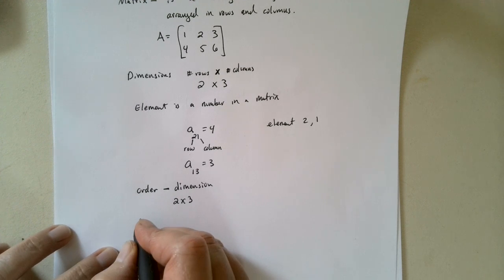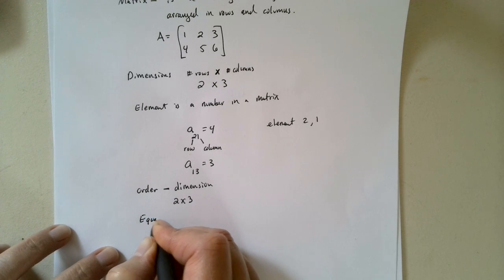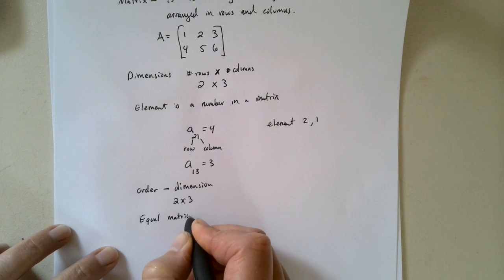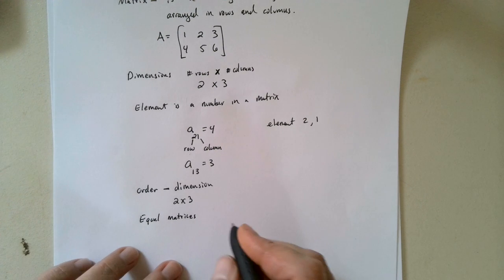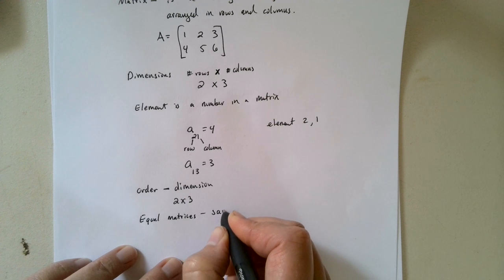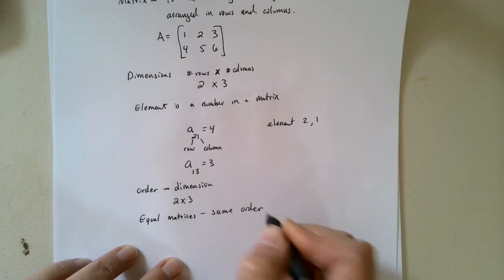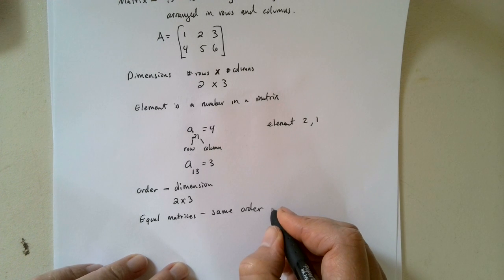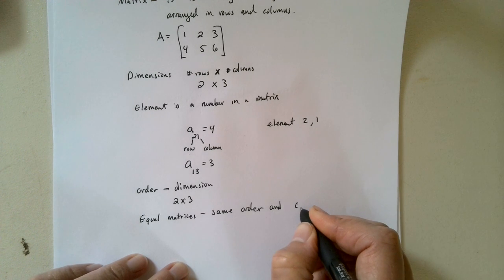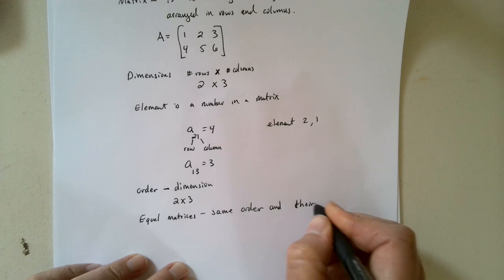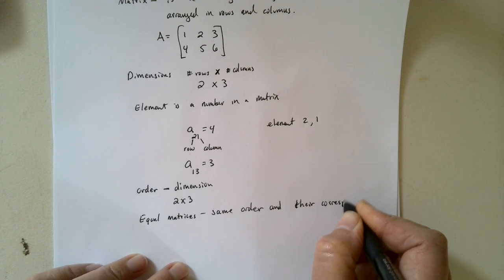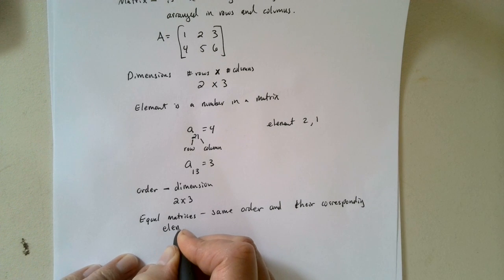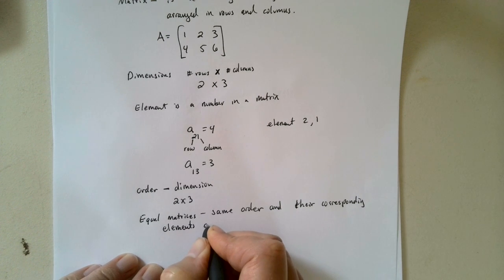Okay, the second thing I want to talk about is equal matrices. And it says equal matrices have the same order, so that means that they're going to be the same size, and their corresponding elements are equal.